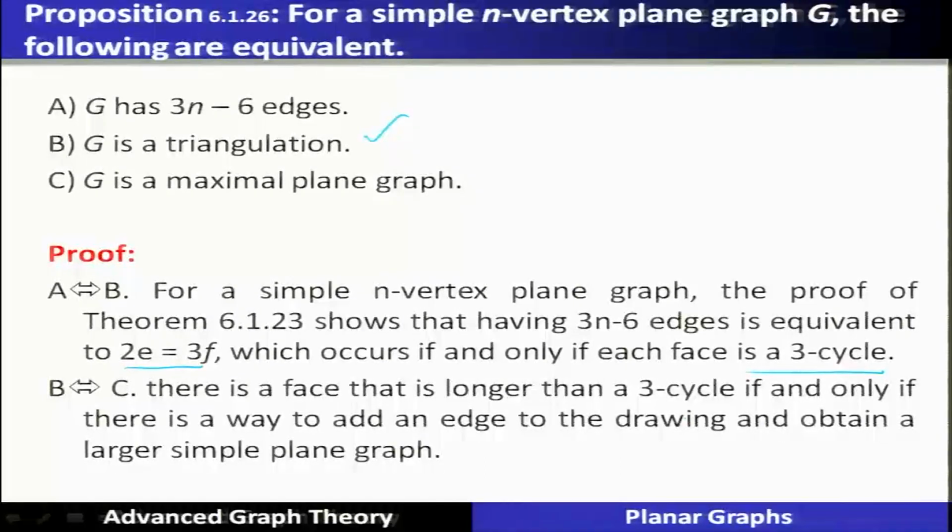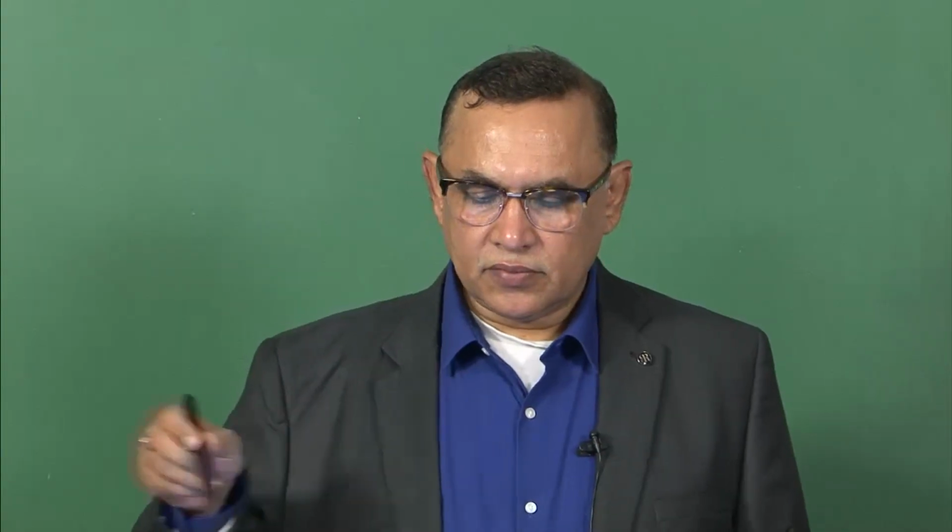Now B is equivalent to C. There is a face longer than a 3-cycle if and only if there is a way to add an edge to the drawing and obtain a simple planar graph. Hence the maximal planar graph and the triangulation conditions are equivalent.